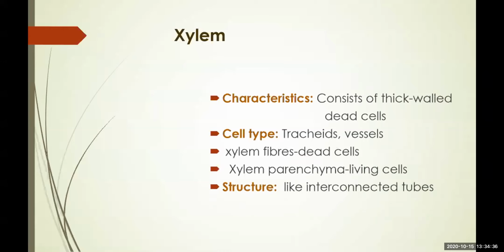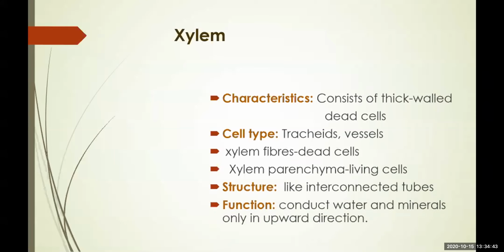It is like a pipeline present in the plant. Now, why is this pipeline needed? Because the main function of the xylem is to conduct water and minerals from the soil to the upper parts of the plant. So the flow of water and mineral nutrients is always from the roots to the top of the plant, to each and every leaf, flower and fruit of the plant. So it shows upward conduction of water and mineral nutrients.